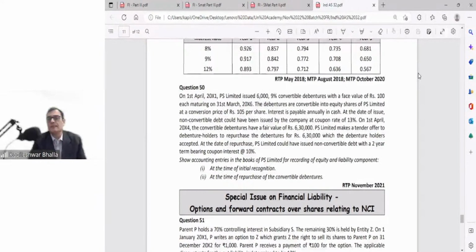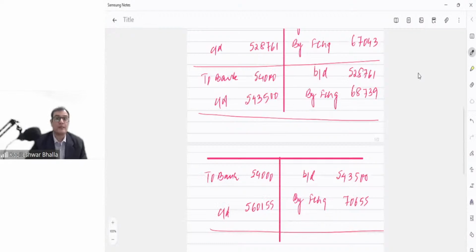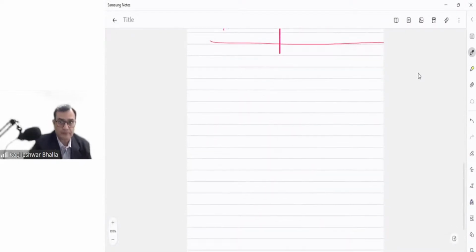And that's the reason it says, show the accounting entries for recording the equity and the liability component at the time of initial recognition and at the time of repurchase. So at the time of repurchase, we need to again go for a split accounting. Let's see how. So 6,30,000 is supposed to be the offer price. And again, we need to split this in terms of financial liability and the equity component.